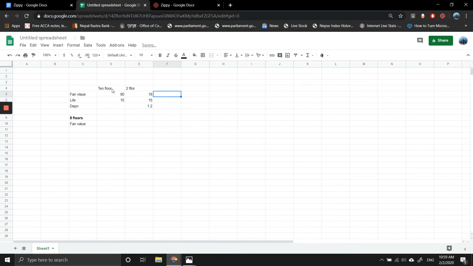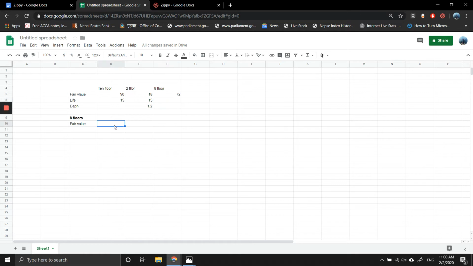Right, and then after that the remaining is 8 floors, right? So this minus this. We don't need life because we are not depreciating for this. Remember, when we are using any asset, that is only PPE. But if you are using the fair value model under investment property, we don't need to depreciate it. So no depreciation is needed for the 8th floor, right?